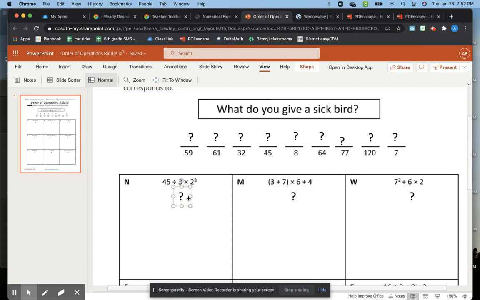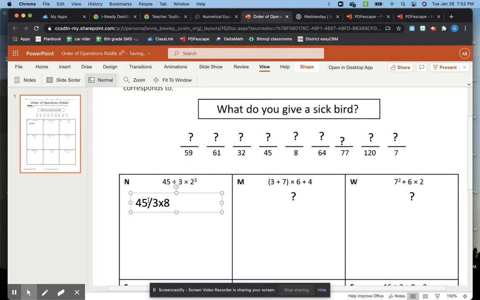For instance, for number 1, you have 48 divided by 3 times 2 cubed. So if I follow my order of operations, I don't have any parentheses, so I'm going to do 2 cubed. Now 2 times 2 is 4, and then 4 times 2 is 8. So I'm going to bring down everything I have left, make this a little bit wider. So 45 divided by 3 times 8.